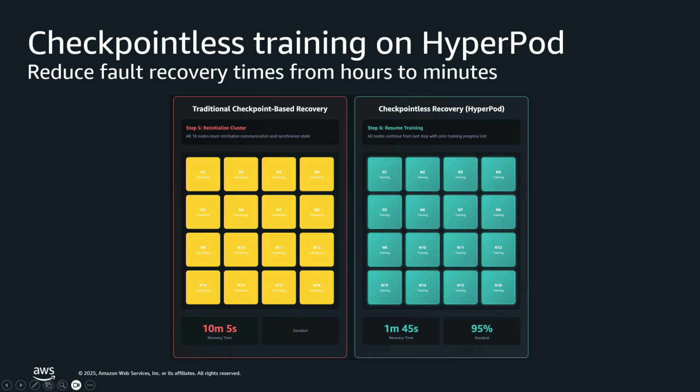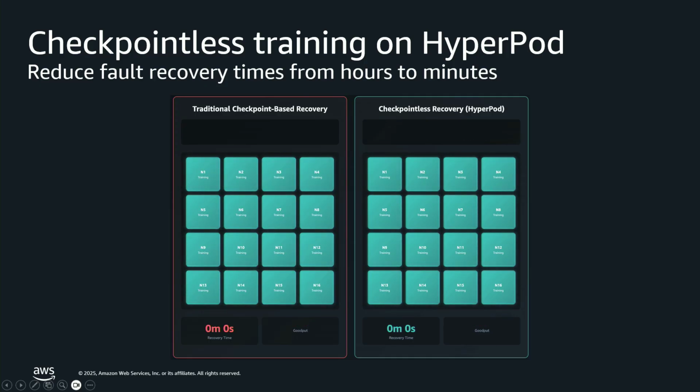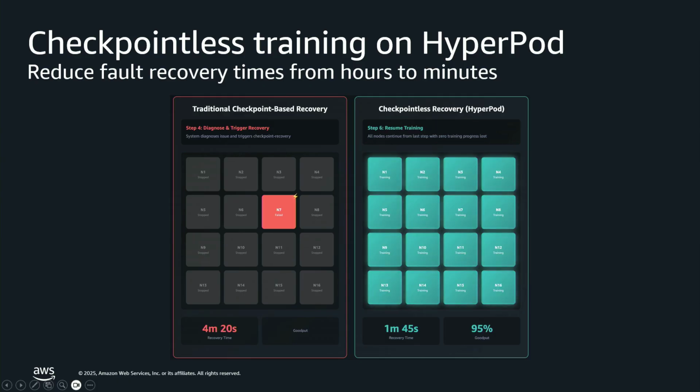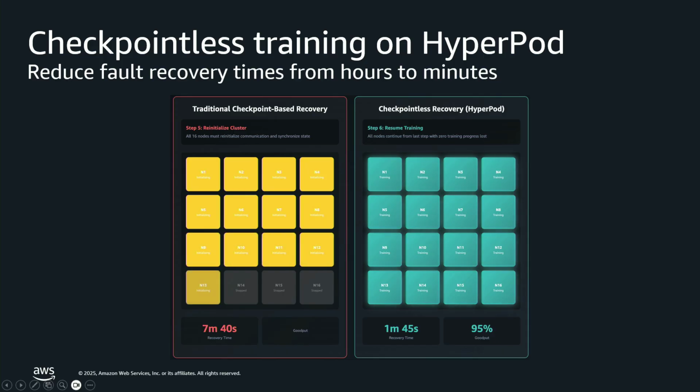You need to then reload your last saved checkpoint. Once that's done, you rehydrate your data loaders. So you pre-process all of the data batches that need to get fed to the model and then resume training. This entire sequence of recovery operations can mean tens of minutes to potentially an hour on large clusters, versus with checkpointless training, you're able to recover in a couple of minutes or so.